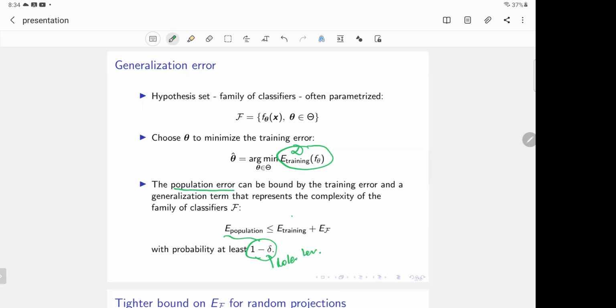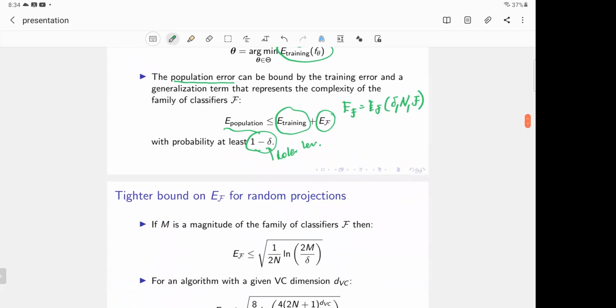It can be bound by the training error that we chose to be small during the training process, and some generalization term E_F. And the generalization term E_F actually is a function of the tolerance, the number of samples, and the complexity of our family of functions. That is why we connect the complexity of our method to the generalization error of our method. We connect it to this generalization term. The smaller the generalization term, the less complex the family of classifiers is.